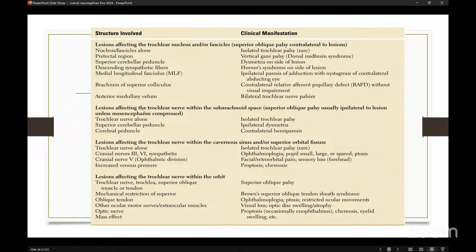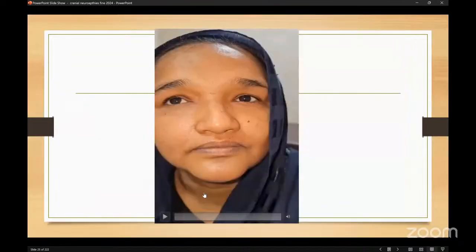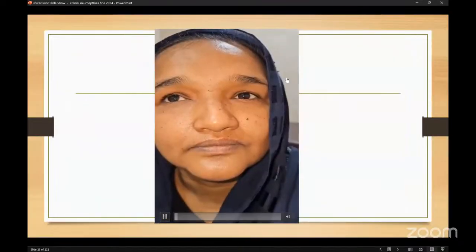Okay, if the fourth nerve is affected in the subarachnoid space, you can get isolated fourth nerve palsy, or there can be involvement of the superior cerebellar peduncle. Or if the fourth nerve is affected in the cavernous sinus, usually it is associated with other cranial nerves. And if it is within the orbit, it is going to cause isolated superior oblique palsy. Okay. So this is the localization. Now you can see and tell me which side is affected.